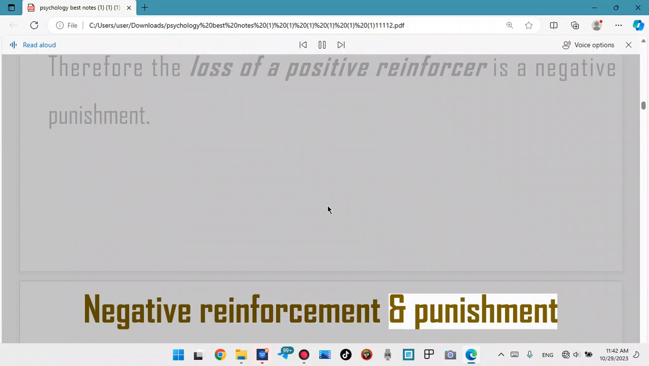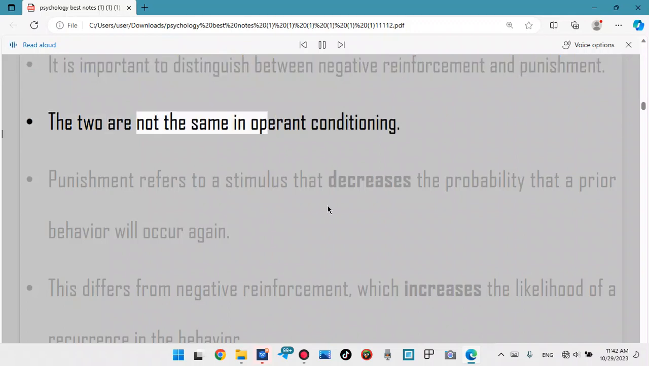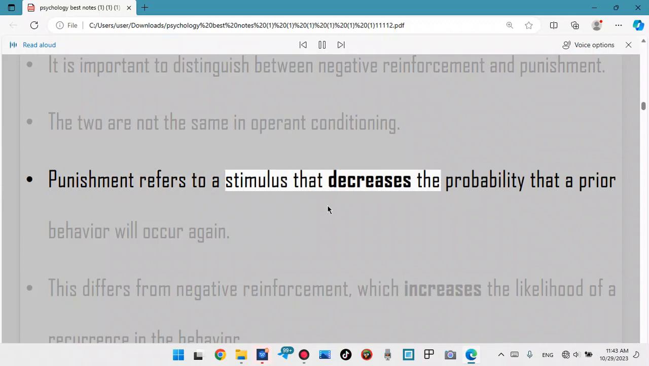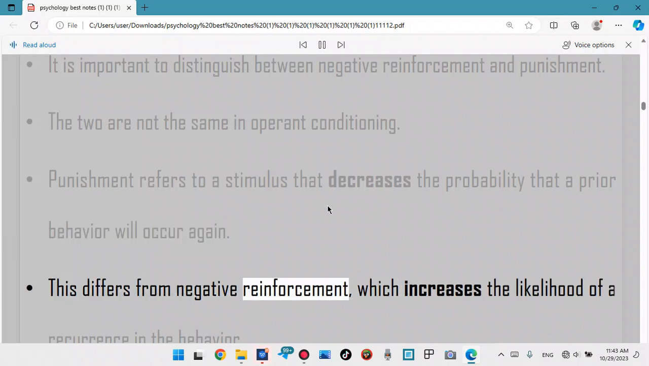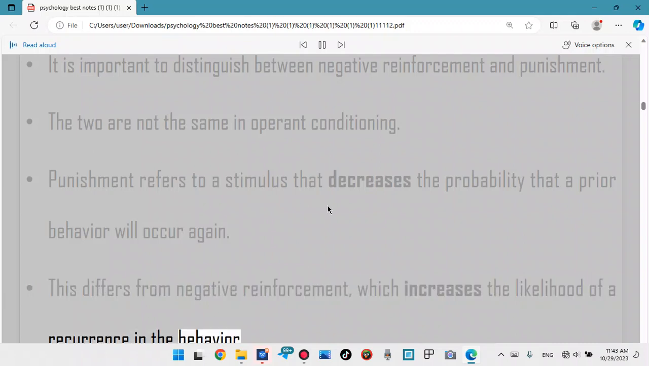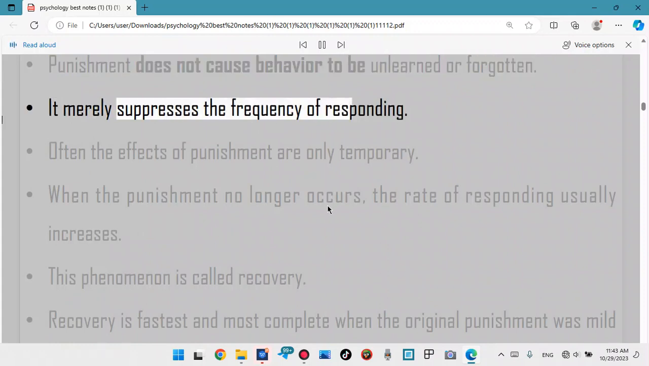Negative reinforcement and punishment. It is important to distinguish between negative reinforcement and punishment. The two are not the same in operant conditioning. Punishment refers to a stimulus that decreases the probability that a prior behavior will occur again. This differs from negative reinforcement, which increases the likelihood of a recurrence in the behavior. Punishment does not cause behavior to be unlearned or forgotten. It merely suppresses the frequency of responding.